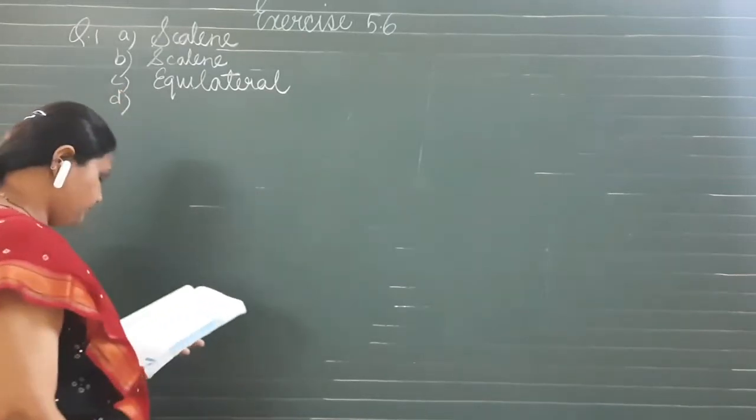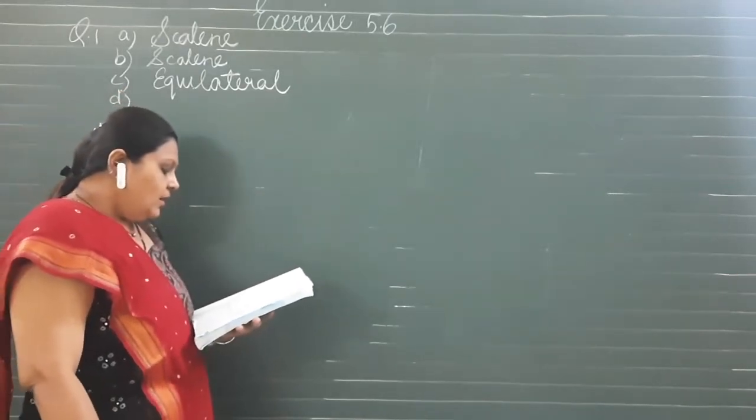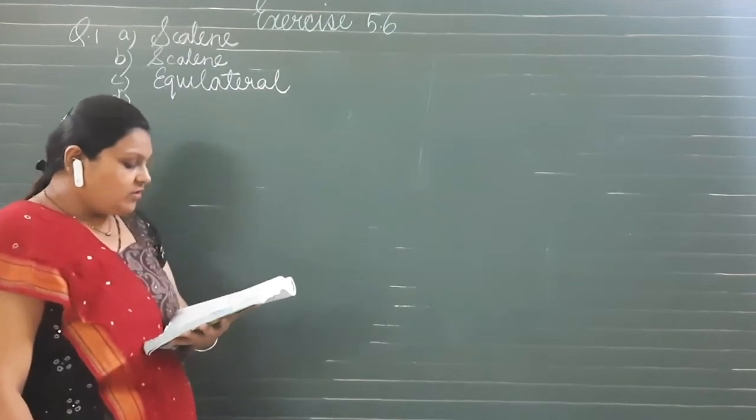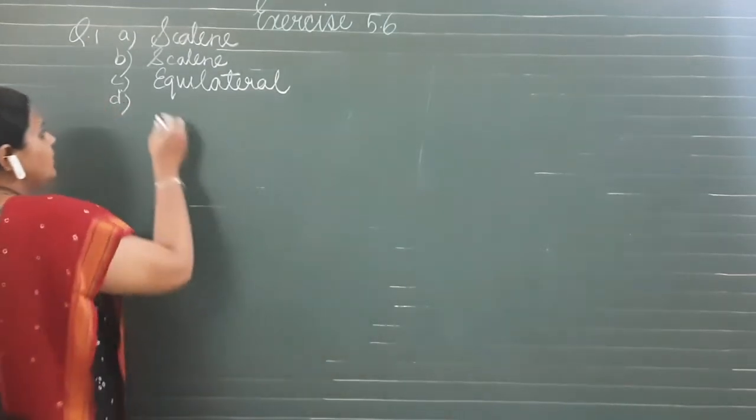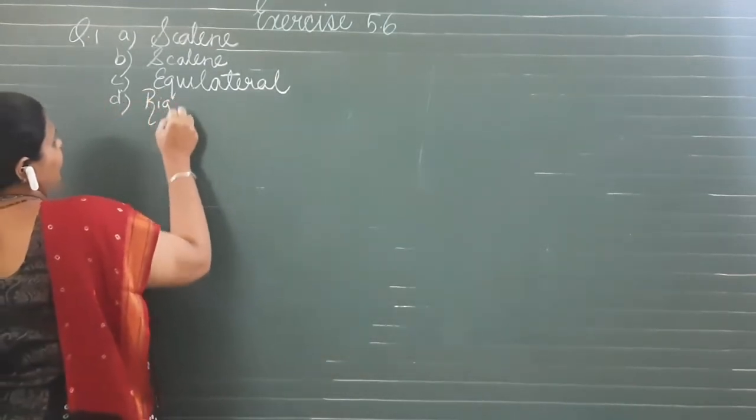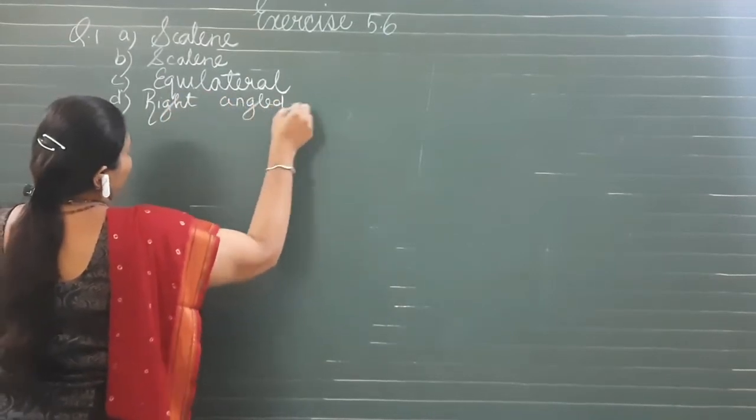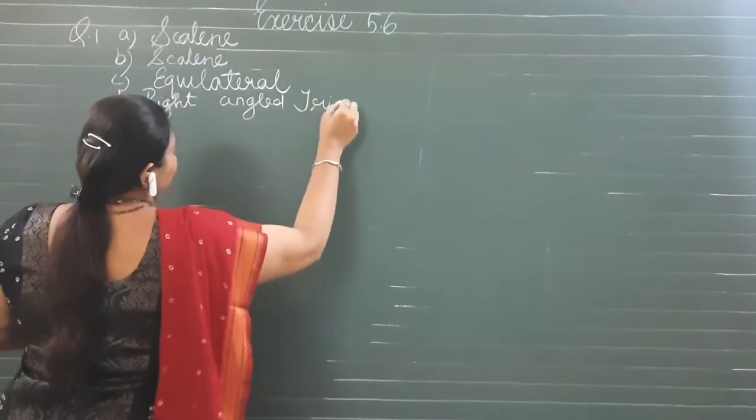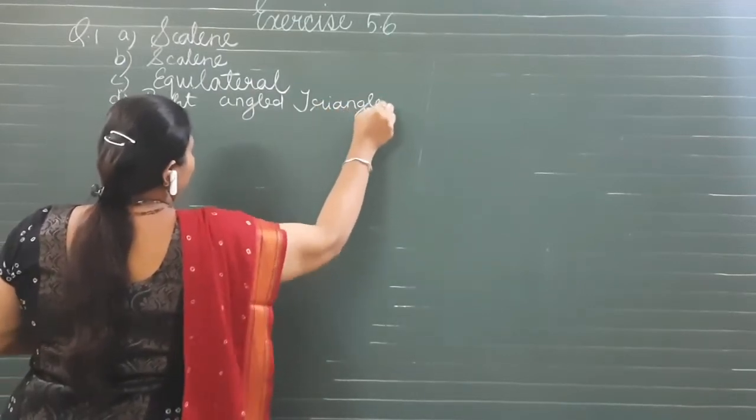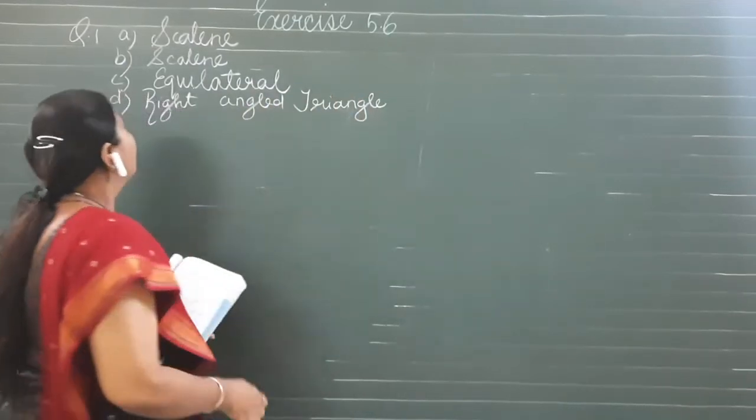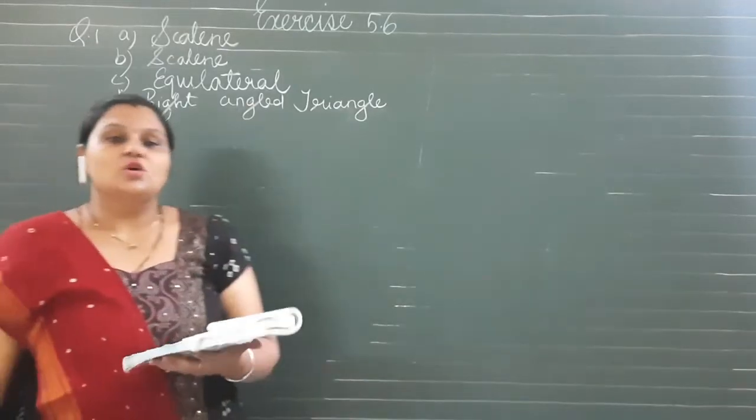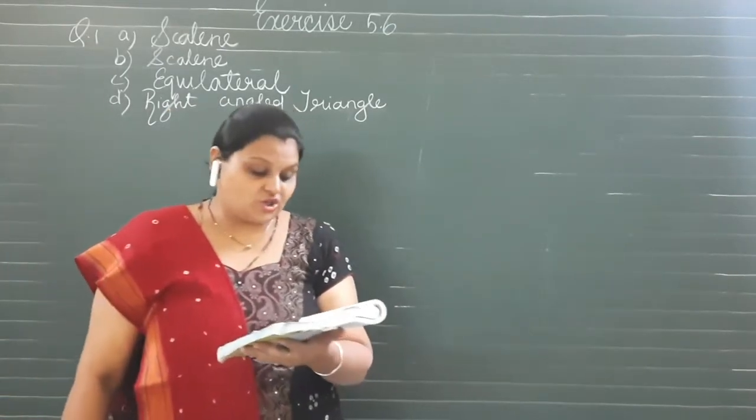Triangle DEF with a measure of 90 degrees. So here we can say right angled triangle. The rest you can solve using your own logic.